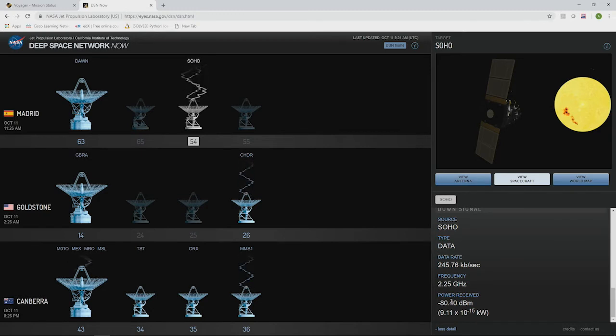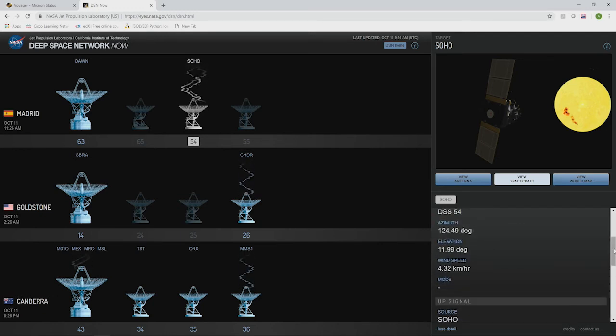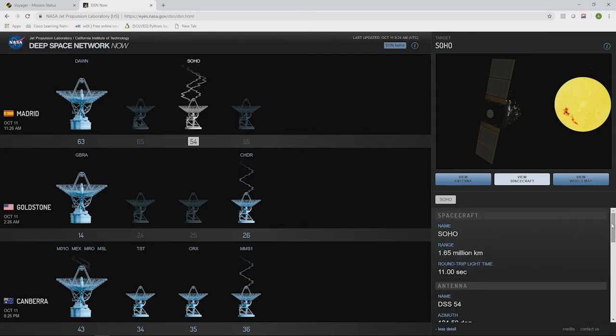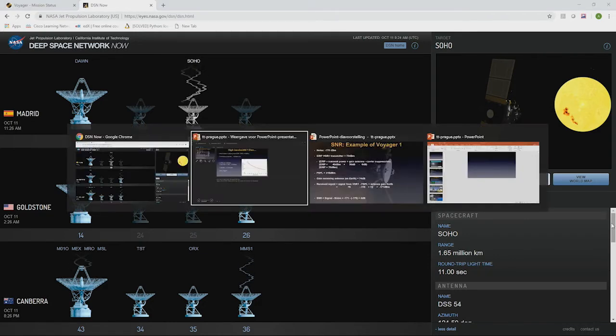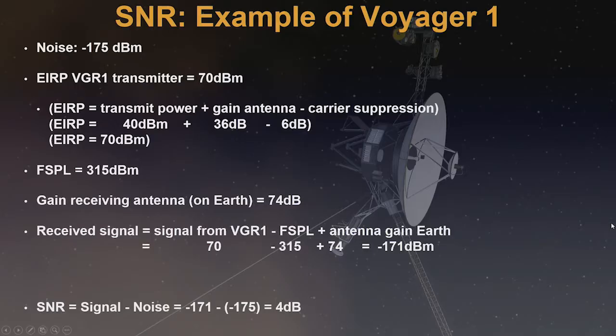This is NAG 80 at the bottom. So that's really close by because it's at a distance of roughly, where is it? 1.65 million kilometers away. That's pretty good, right? Not that bad. So back to the calculation. Yeah, you can get pretty much there. I'm coming back to that in a moment.